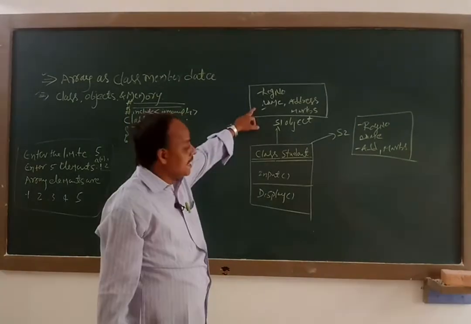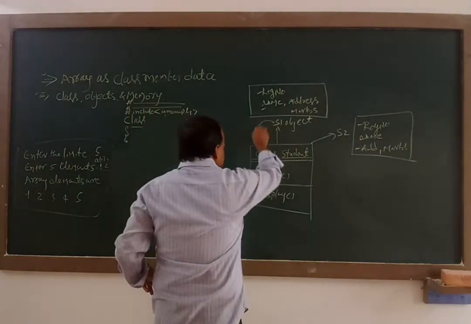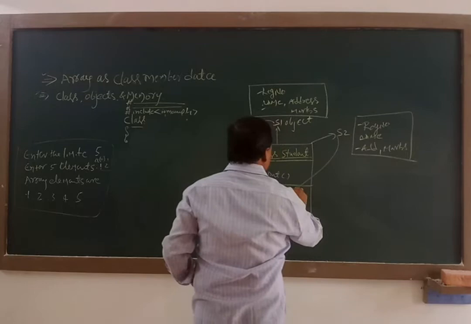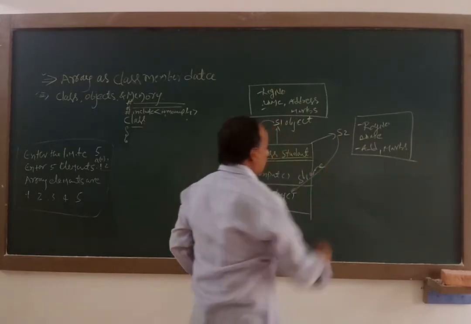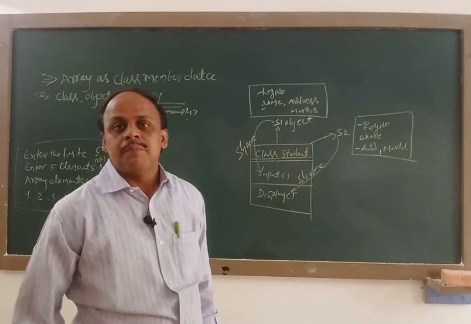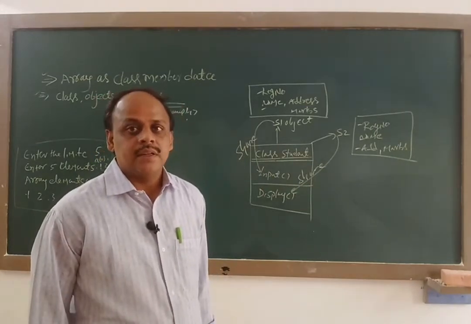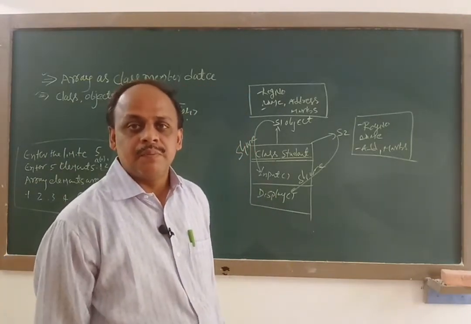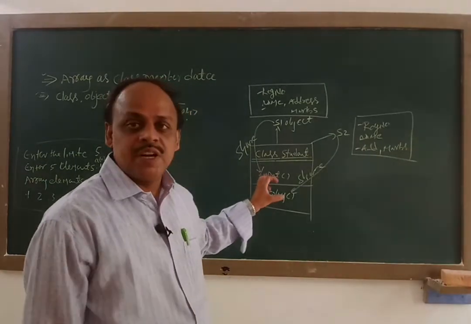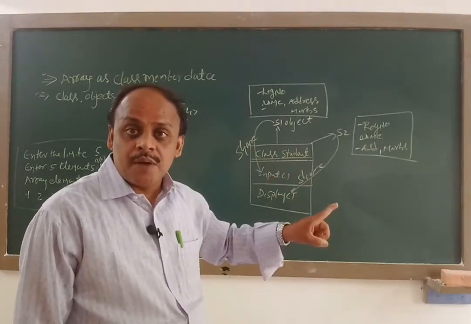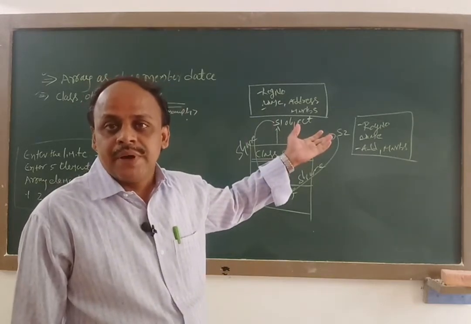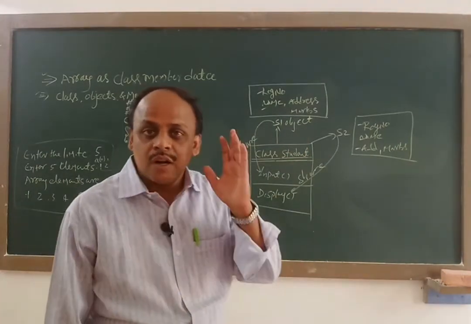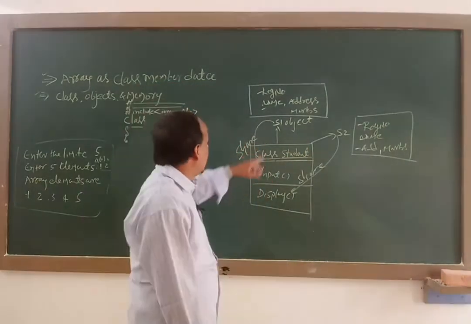If these objects need a member function, they can share the member functions, right? We discussed this in the basics of classes and objects. Member functions are shared by objects, but each object has a copy of the member data. So whenever you declare objects for the class, memory is allocated for those objects.